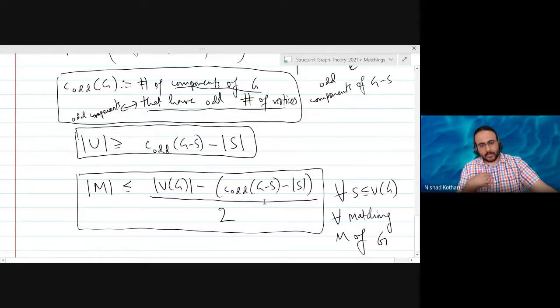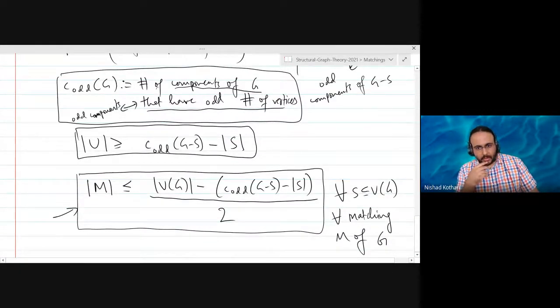Okay, so I personally always find it difficult to remember this formula or recall it on the fly. I find it much easier to think about the exposed vertices and then derive this as an immediate consequence. I also think it's easier to prove it that way. Okay, good. So, what's so good about this last inequality? It gives you an upper bound on the size of the maximum matching.